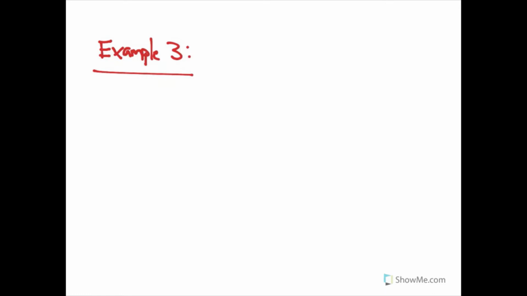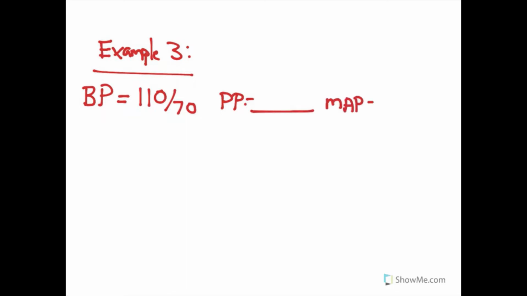Now, in this case, I've taken blood pressure, and I have made it lower, 110 over 70. And we need to find pulse pressure. We need to find mean arterial pressure. Okay, so here we have pulse pressure. Remember, again, systolic pressure minus diastolic pressure. And we can go ahead and calculate that. Again, pulse pressure will be 40 millimeters of mercury.